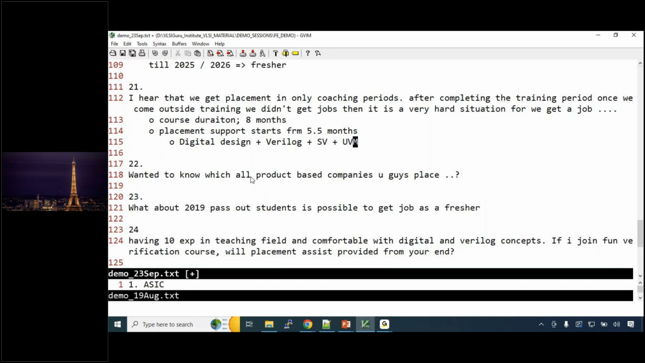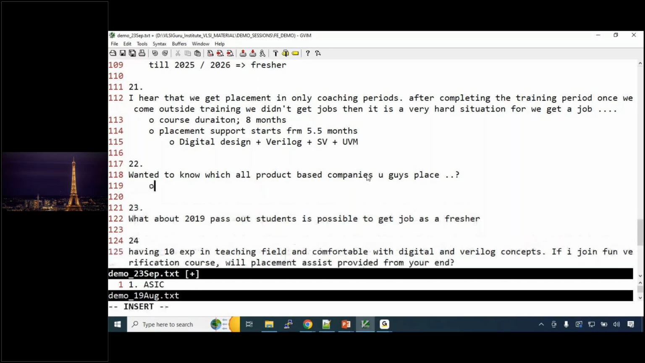Wanted to know which product companies you place in. See, we are partnered with Synopsys, and companies like onsemi, Microchip, Samsung, Micron, Ensilica, and we have also tied up with, I think, Boeing. These are some of the companies who hire, but they don't hire every month or every quarter. Once they have a requirement, maybe once in 3 months or 6 months, they approach and they hire 2 or 3 people like that.